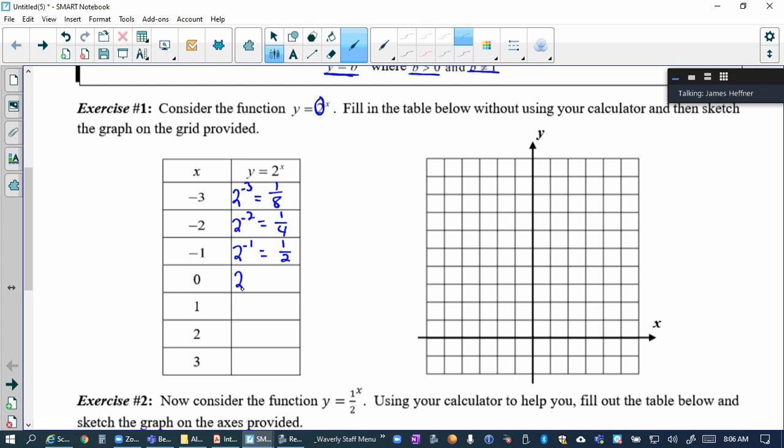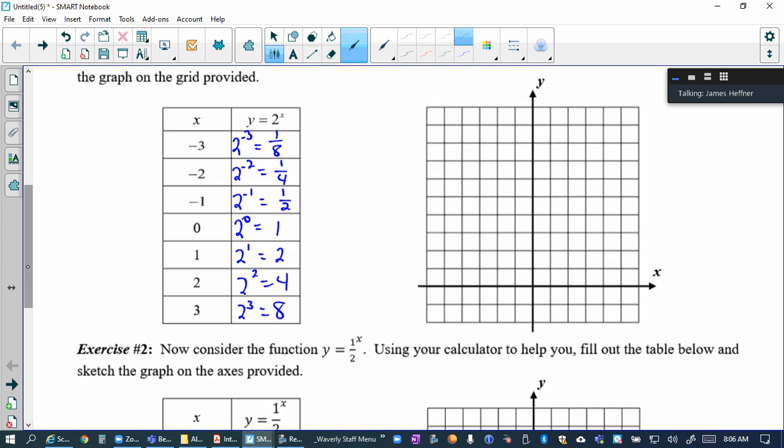2 to the 0 power is what? 1, good. And then, of course, 2 to the first is just 2. 2 squared is 4, right? And 2 to the third is what? 8. Okay. So let's plot these points here, right? We have -3, and we'll have to just kind of estimate 1/8. So if we go 1, 2, 3, up about 1/8, pretty close to that line, isn't it? And then -2, up about 1/4, maybe a little off. -1, about 1/2, and then at 0, we're right at 1.